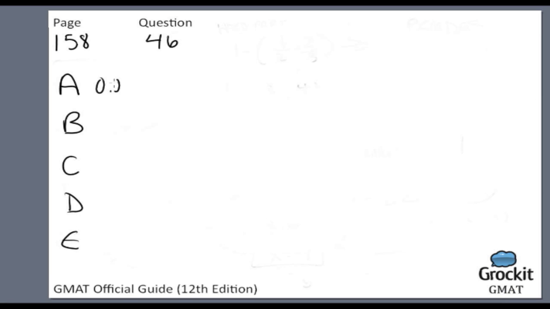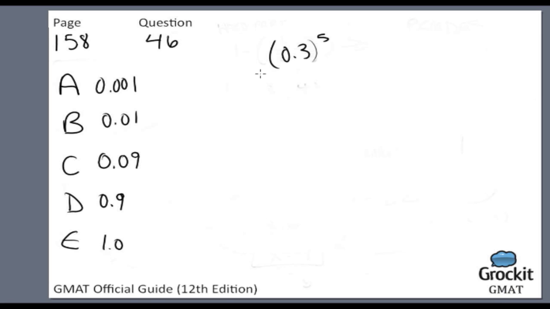So 0.001, 0.01, 0.09, 0.9, and 1.0. So this one, it's an unusual one. We have the quantity 3/10 raised to the 5th power divided by that same quantity 3/10 to the 3rd power.